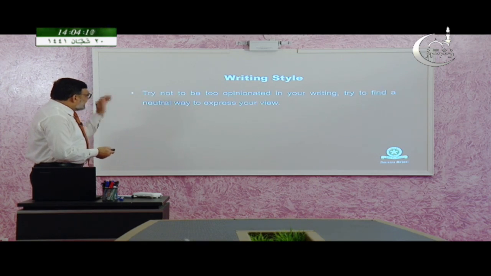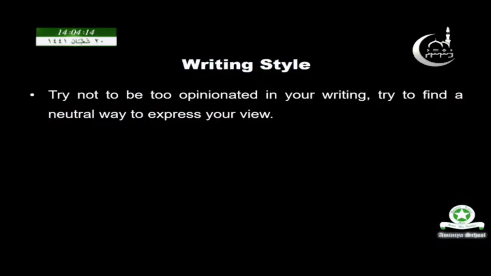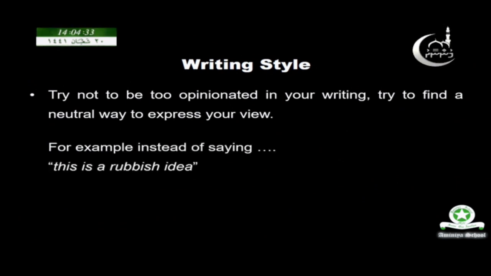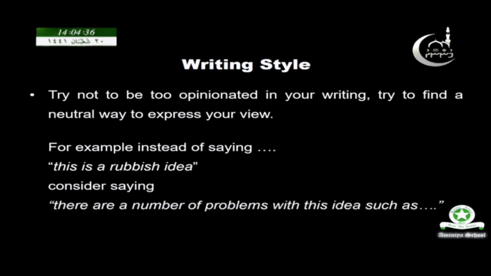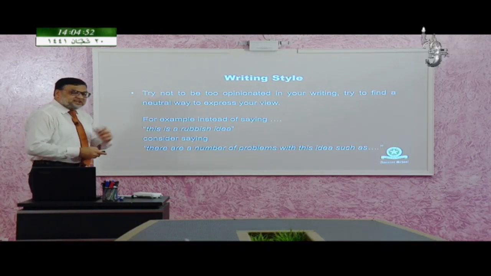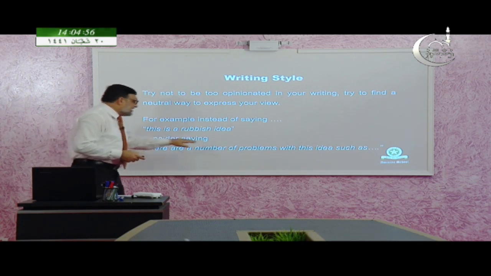Moving on to writing style, some more elements. Try not to be too opinionated, having a fixed opinion about something that will not change. So, try not to be too opinionated in your writing. Try to find a neutral way of expressing your viewpoint. Let us see, for example, instead of saying this is a rubbish idea, extremely inappropriate, you should consider saying there are a number of problems with this idea, such as, then you can list a point or two in order to convince the examiner, oh, this is what makes it least important.